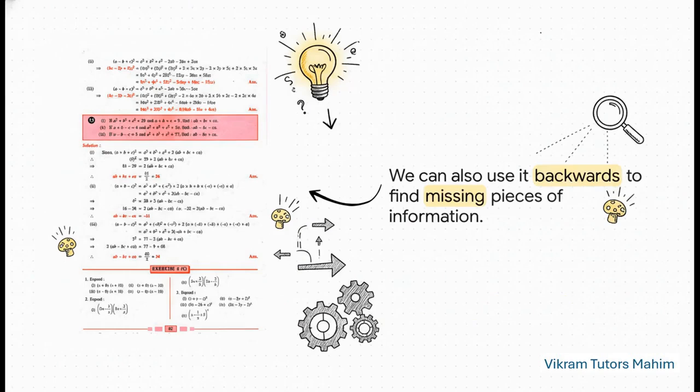And you guessed it, just like our other power-ups, this one works in reverse too. So if a problem gives you the value of (a + b + c) squared and the value of a squared plus b squared plus c squared, you can easily work backwards to find the value of ab + bc + ca. It's an amazing problem-solving tool to have in your back pocket.